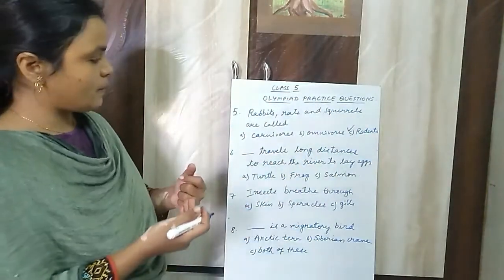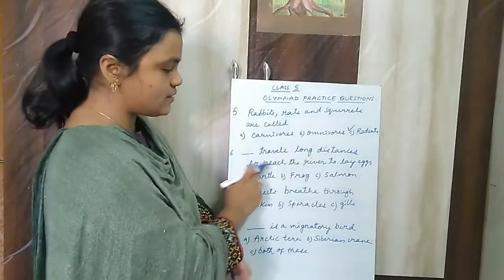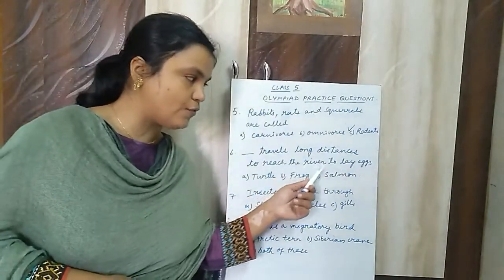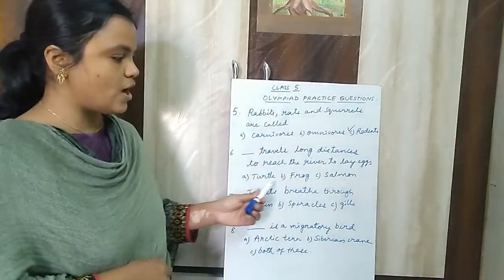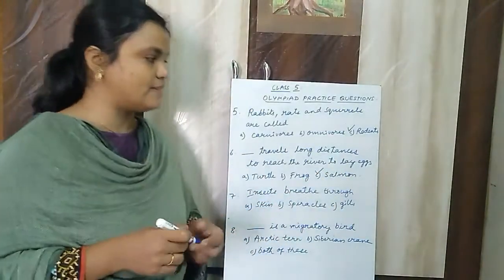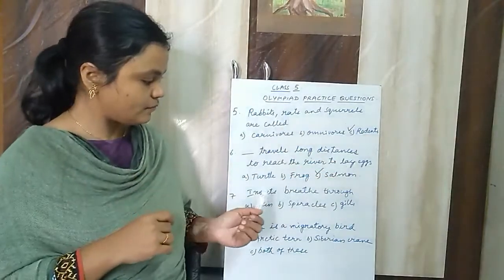Okay. Next, dash travels long distances to reach the river to lay eggs. So it's not turtle, it's not frog, but salmon. It's a kind of fish that travels a long distance to reach the river to lay eggs.